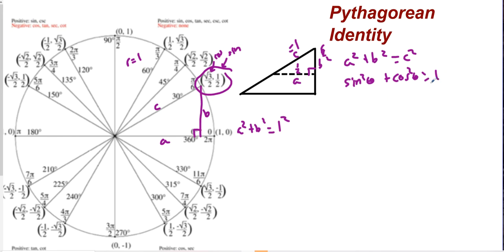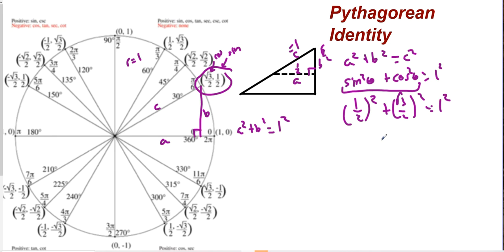Second identity. Now when we prove identities, we leave one side alone and play with the other. Doesn't matter which one you pick. I could try and turn this into that, but it's going to be much easier to work with this and see if we can get a 1 here. So my sine is 1/2, so I'm going to do 1/2 squared, and I'm going to do root 3 over 2 squared, is equal to 1 squared. Oops, I should have had a 1 squared there.